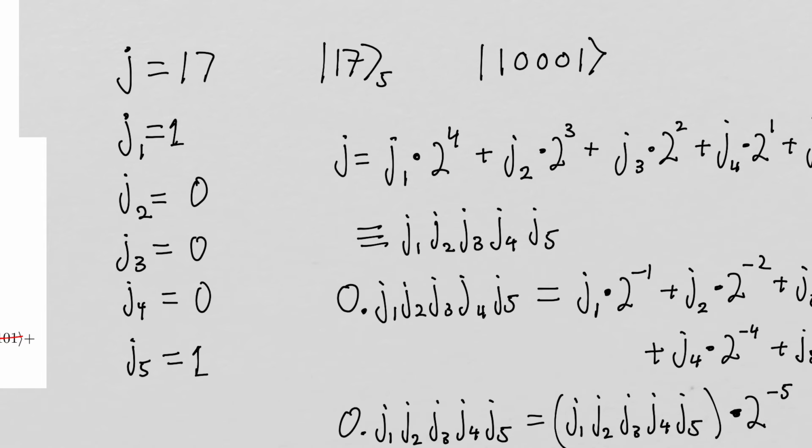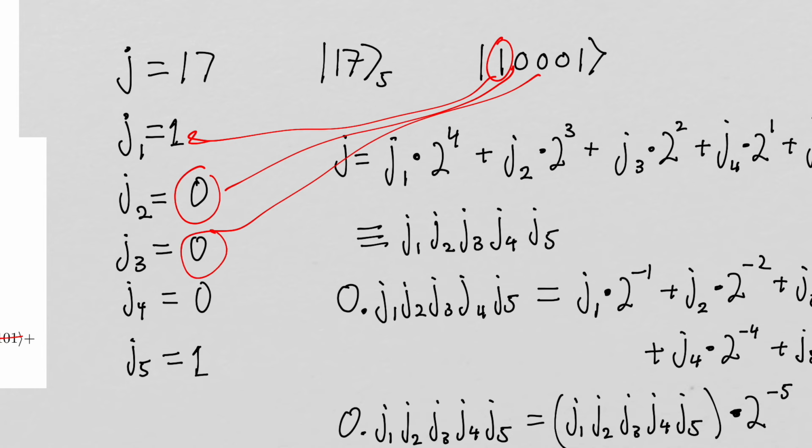And what I'm going to introduce now is the idea that for any value of j, I can break it down into each bit by giving it a subscript. So j1 for 17 is going to be 1. This is the value for j1. The most significant bit is j1. Then j2 gets a 0, j3 gets a 0, j4 gets a 0, and in our case for 17, j5 gets a 1.